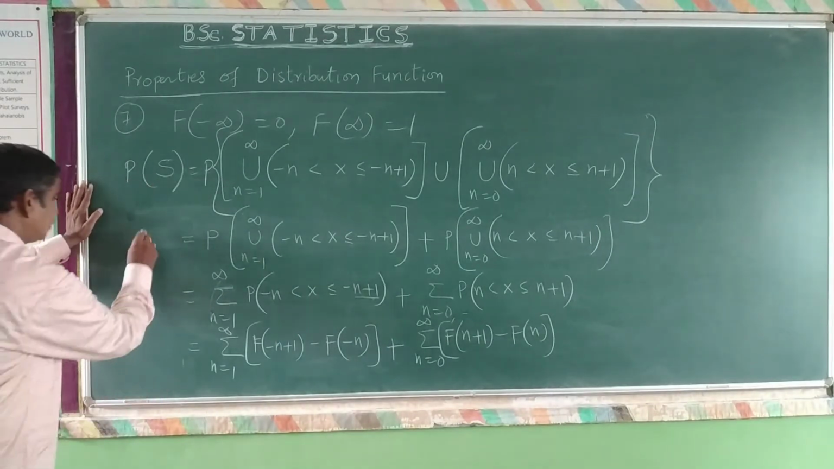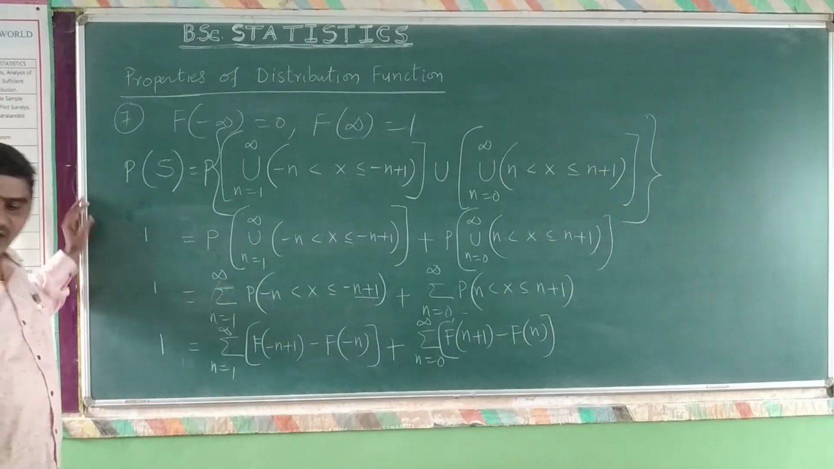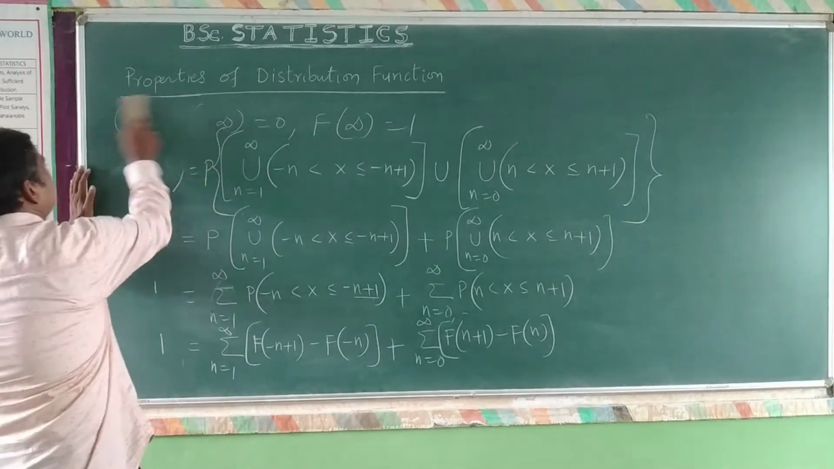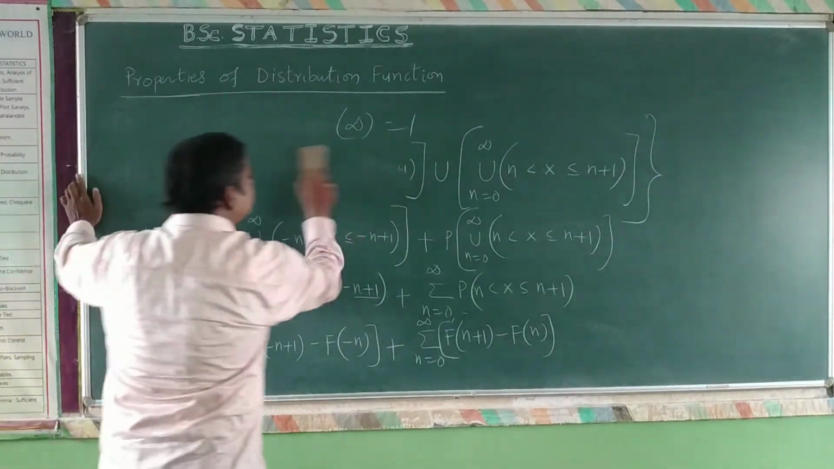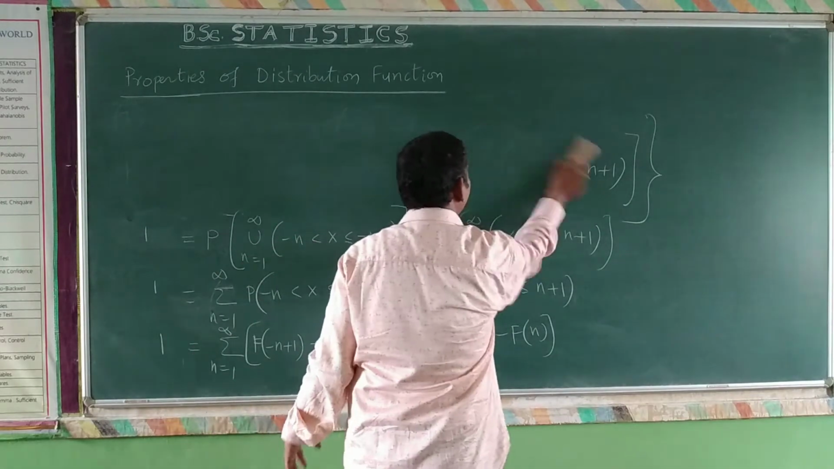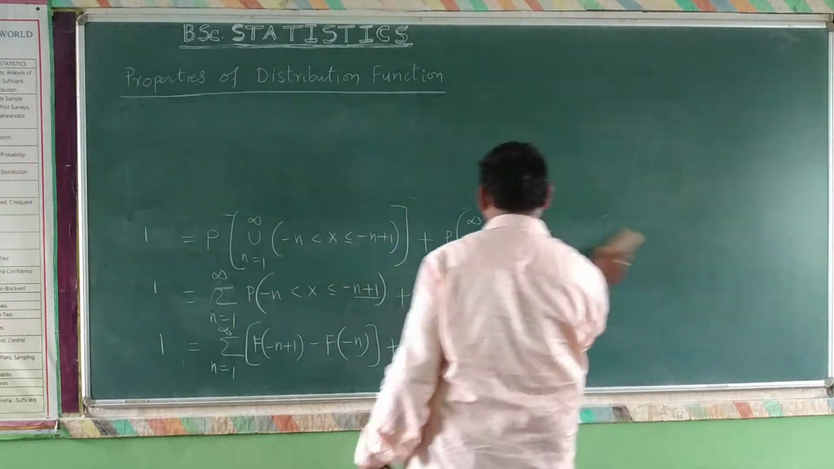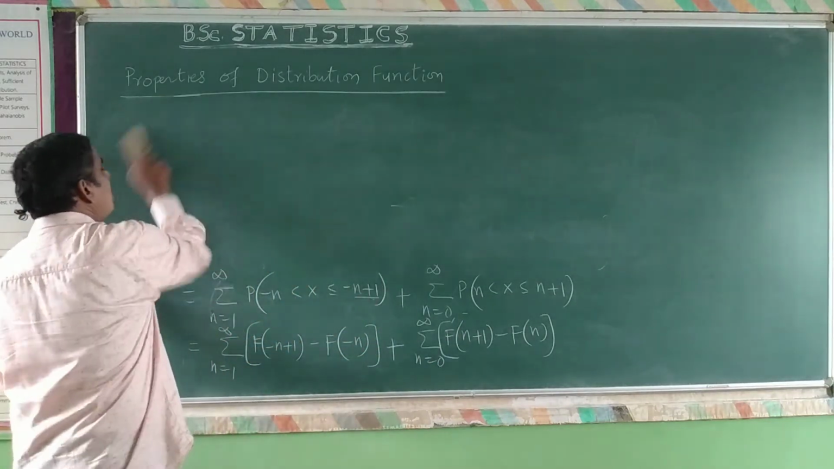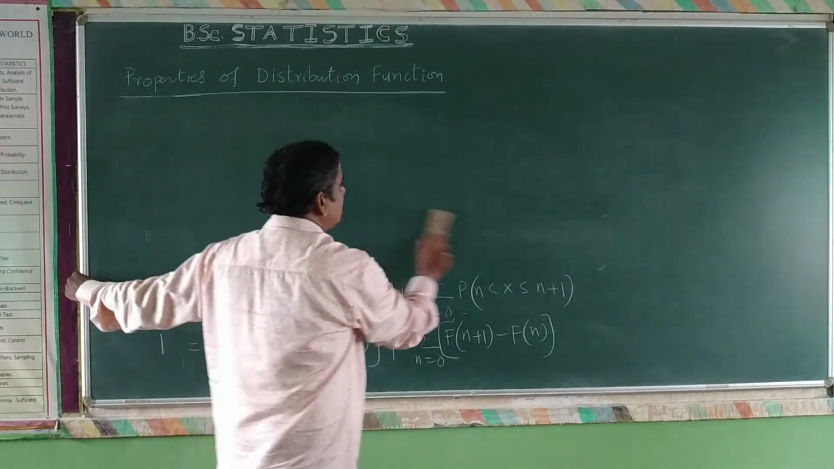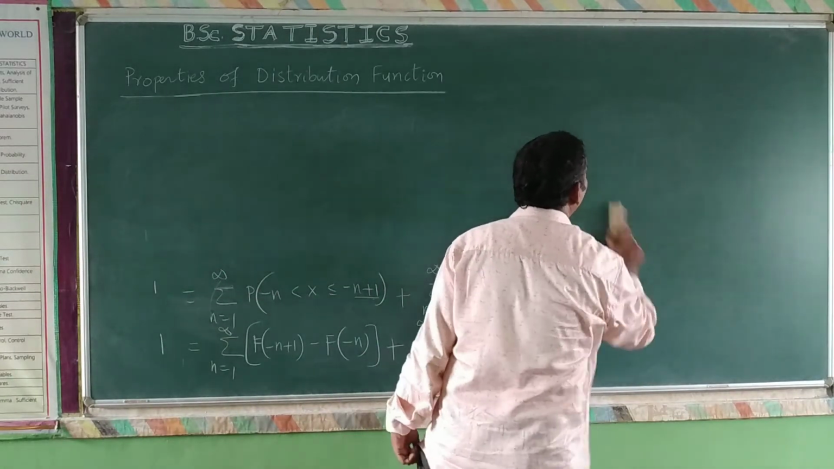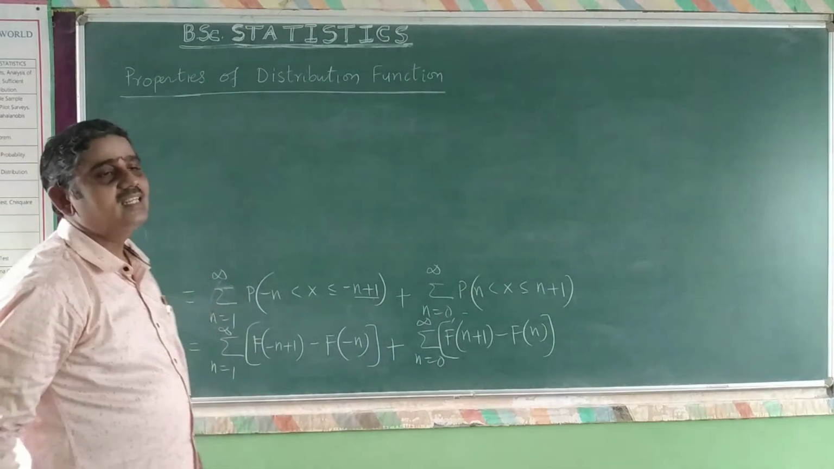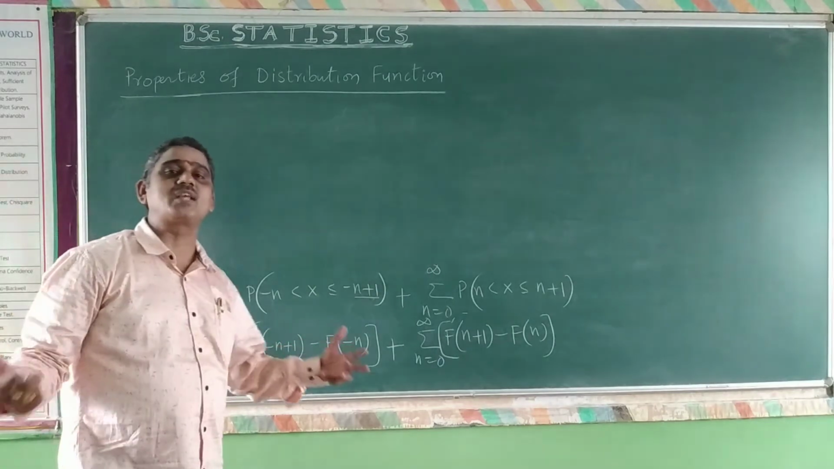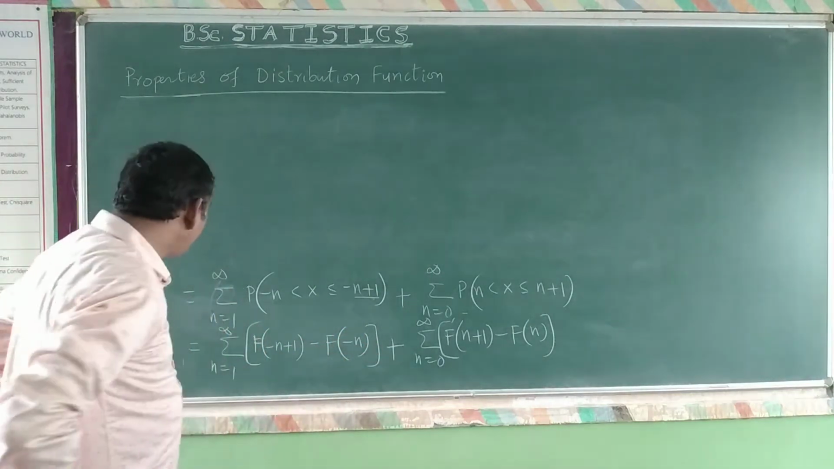Now tell me, what is the answer for the probability of S? It is 1. So now I am expressing this particular value. And to prove this, F of minus infinity is equal to 0 and F of infinity is equal to 1. I have considered S as the union of a countable number of disjoint events, which takes values from minus infinity to plus infinity. I have considered the limits of the sample space S from minus infinity to plus infinity, the entire real number system.